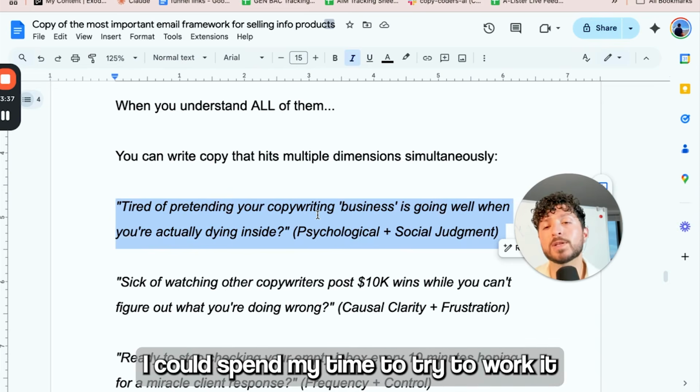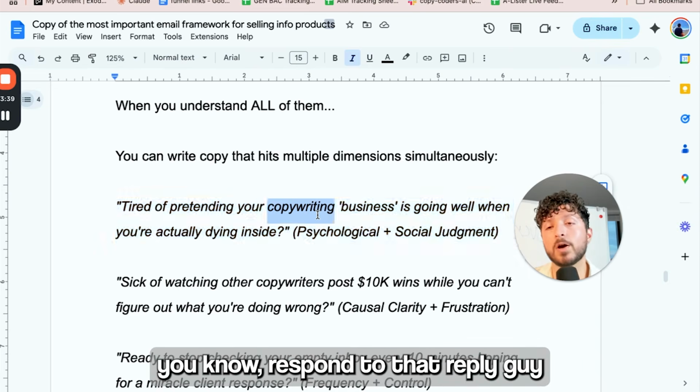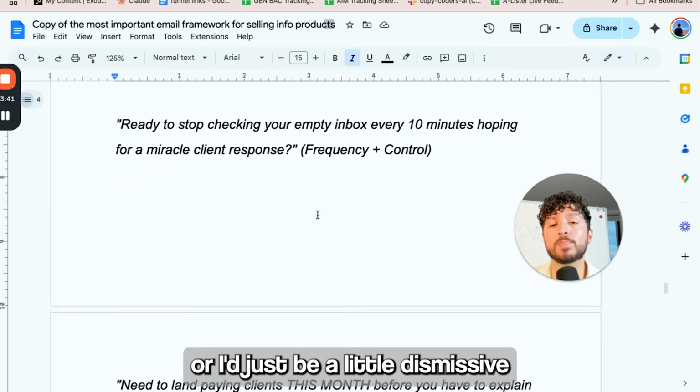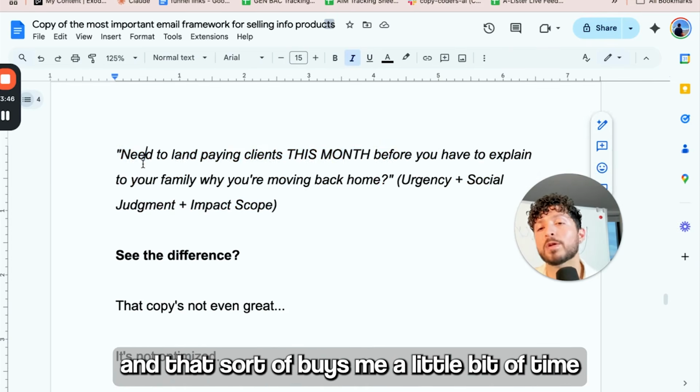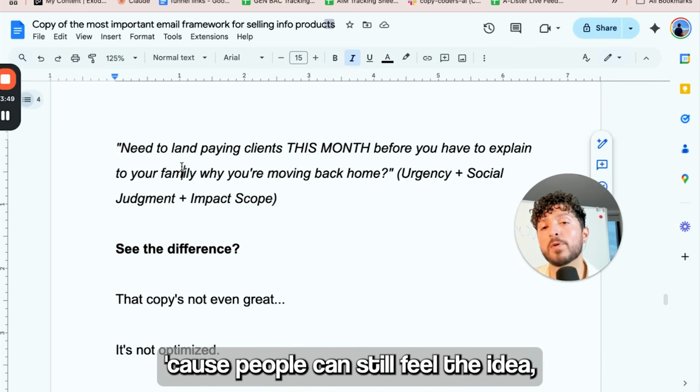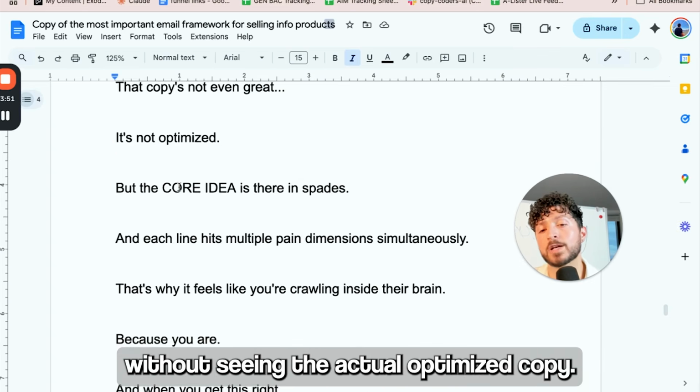Now, what I could do is spend my time trying to respond to that reply guy, or I could just be a little dismissive and say, yeah, the copy's not great. It's not optimized. I didn't fix it. Okay. That buys me a little bit of time because people can still feel the idea without seeing the actual optimized copy.